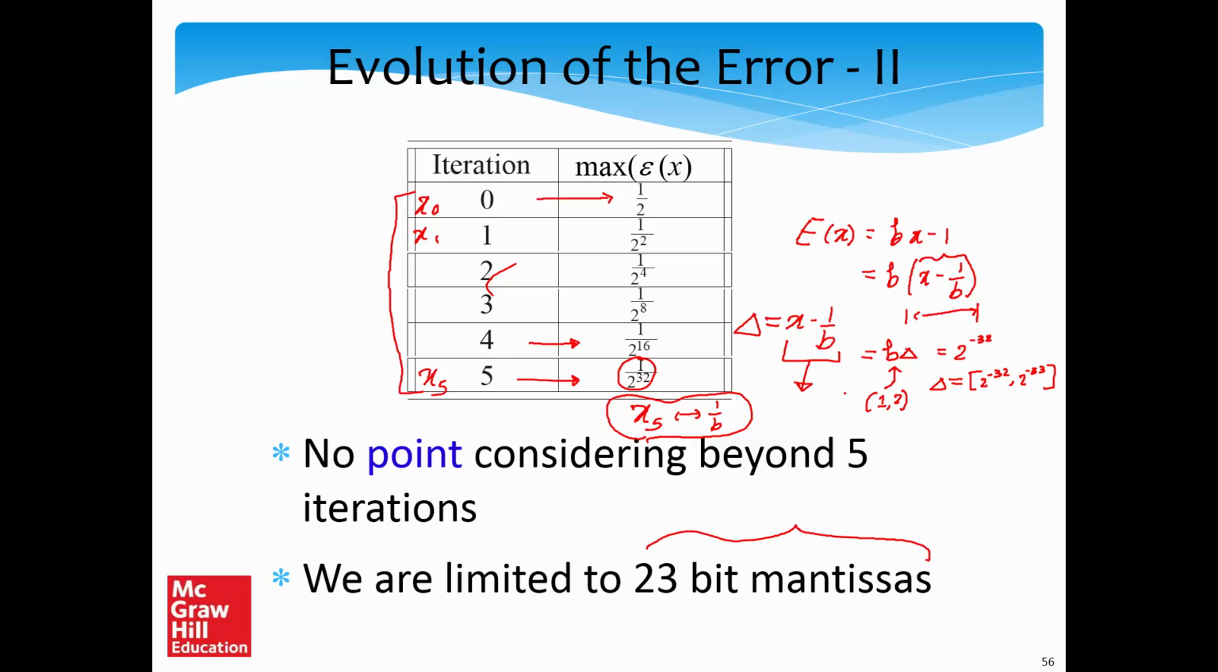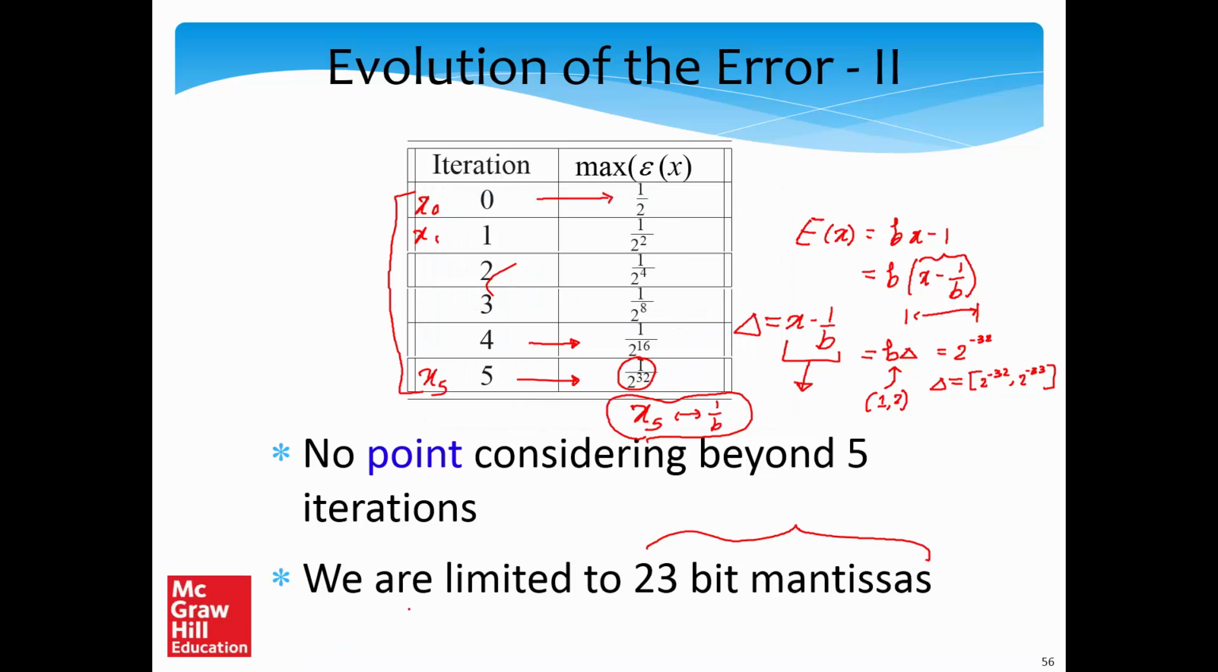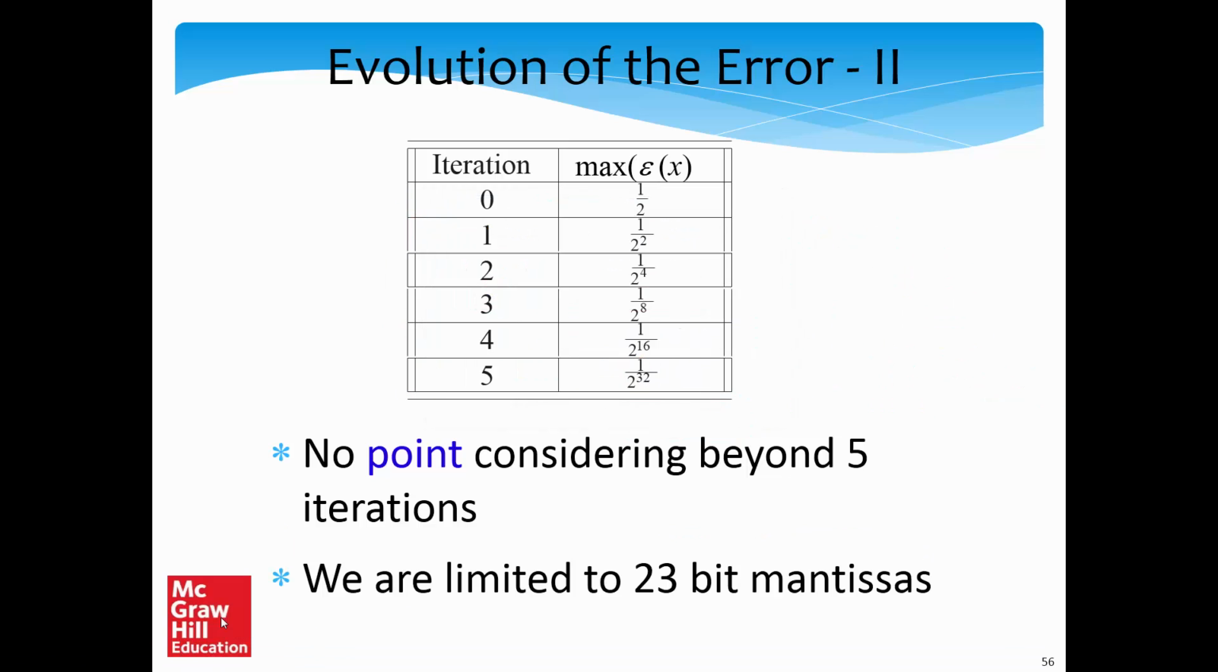And why are we ignoring? Because our mantissa has a fixed size, which is 23 bits, right? So that's the reason, there is no choice. All right. Now, given the fact that we have put a limit or bounds on the error, what we see from this slide is that 5 iterations will suffice. And why 5? Because we reach 2 to the power 32, which is beyond our limit of 23 bits.